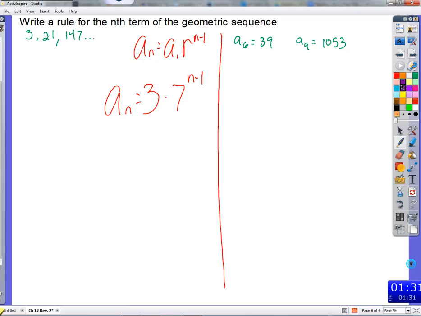Figure out what A sub 1 is. Figure that out, or maybe we need to figure out R first? Let's do R first. Okay, how are we going to figure out R?